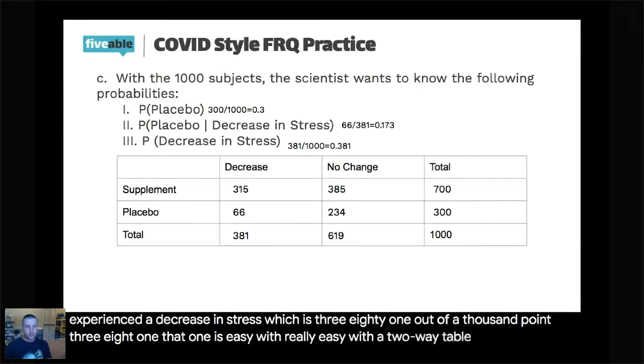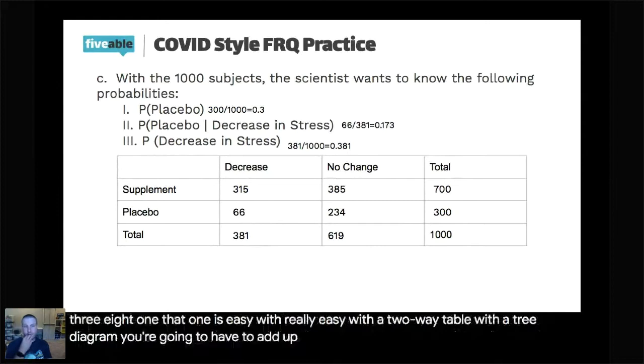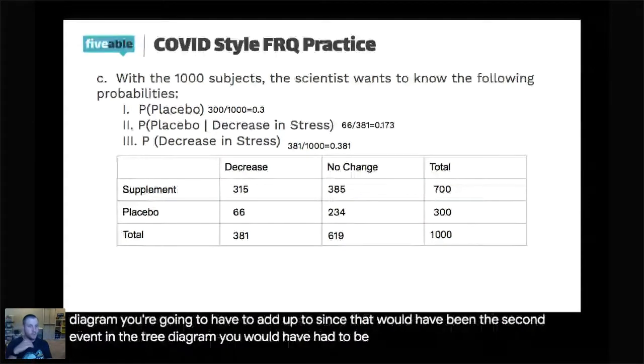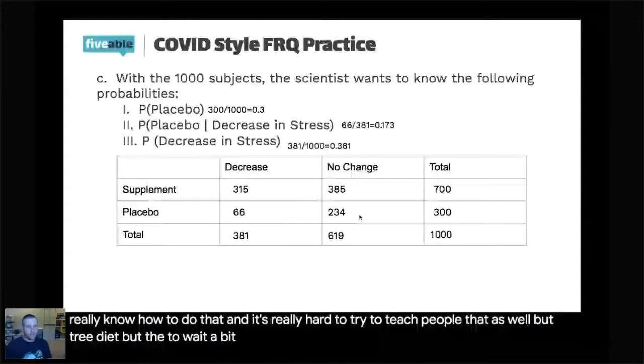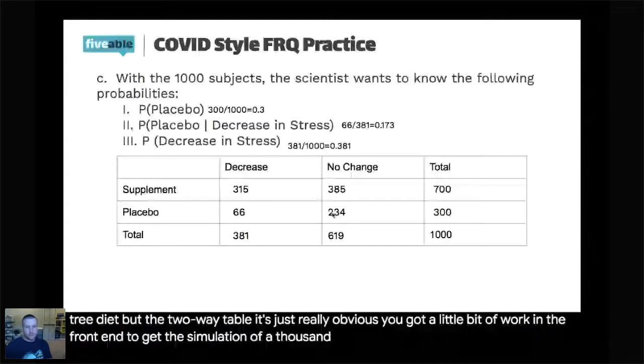With a tree diagram, you're going to have to add up two, since that would have been the second event in the tree diagram. You would have had to add up two of your and probabilities at the very end of the branches. And that's one where I'm just like, I don't really know how to do that. And it's really hard to try to teach people that as well. But the two-way table, it's just really obvious. You have to do a little bit of work in the front end to get the simulation of 1,000 people. But once you do that, it just kind of works itself out.